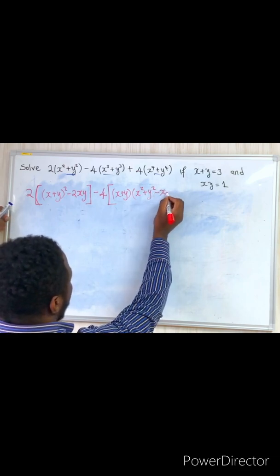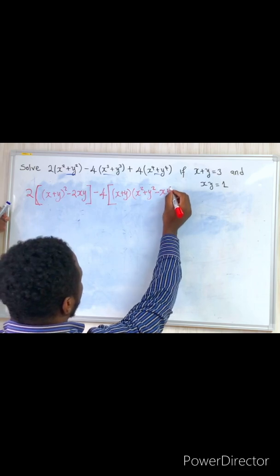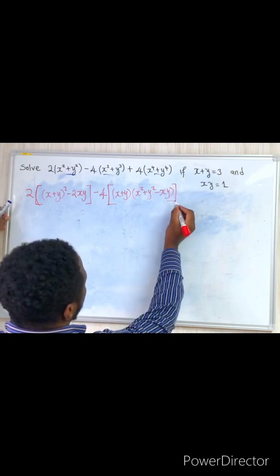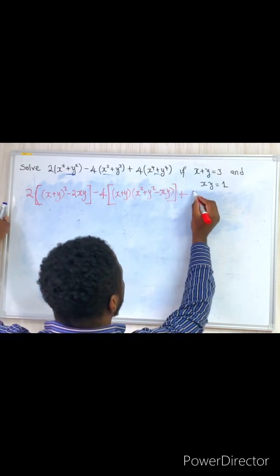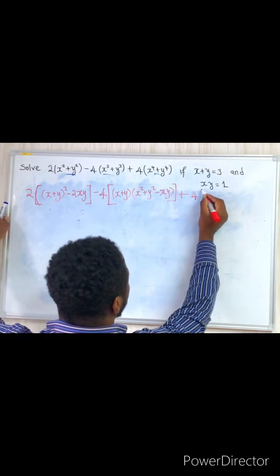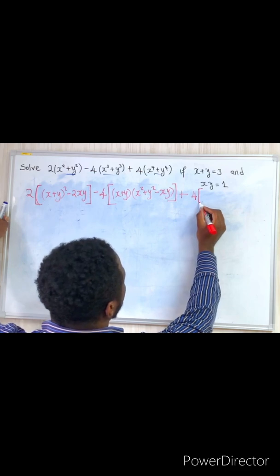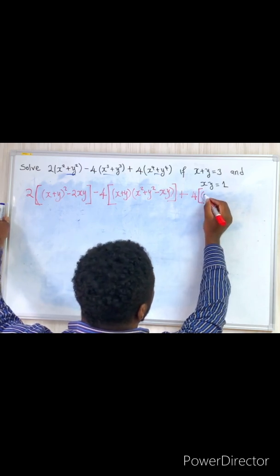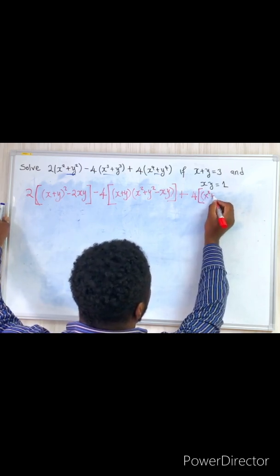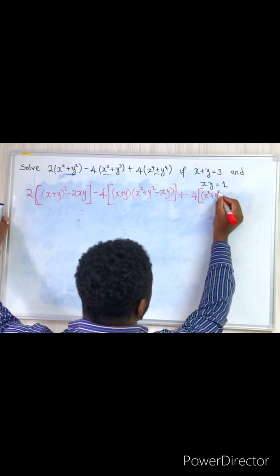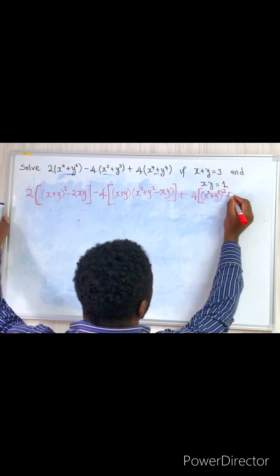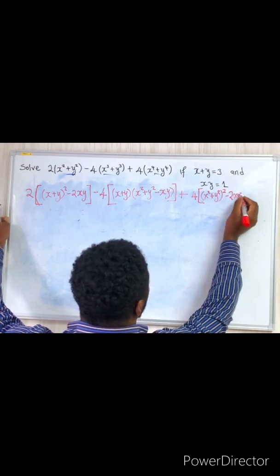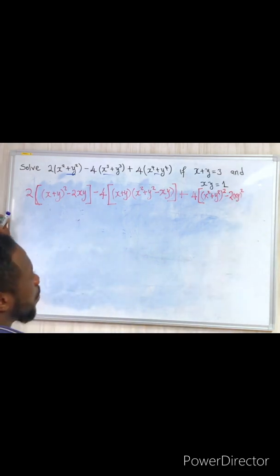then minus 4. On the 3 we found x plus y times x squared plus y squared minus xy, then plus, also what we have here is 4. Okay, 4 we have x squared plus y squared to the power 2 minus 2xy squared.